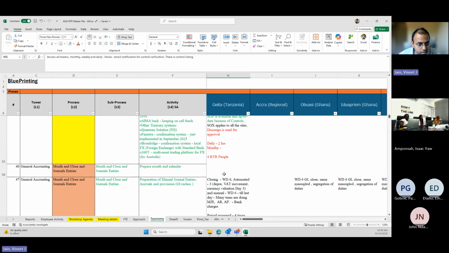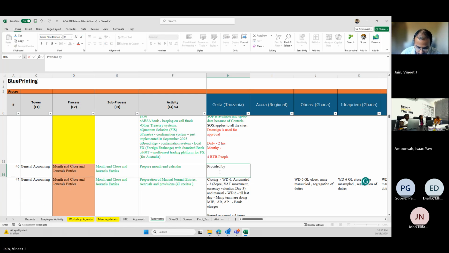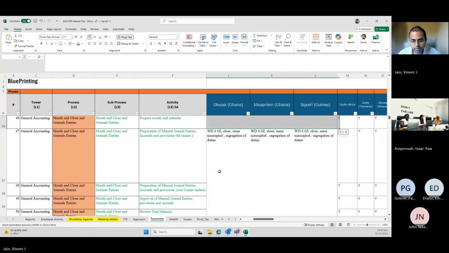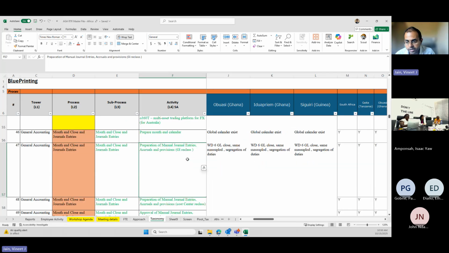I think month calendar. The month calendar is provided by corporate. So we have a global calendar, but remember that the month plans have their own specific timetables, which they shared yesterday. Perfect. All right. I think we are good with the journal entries.